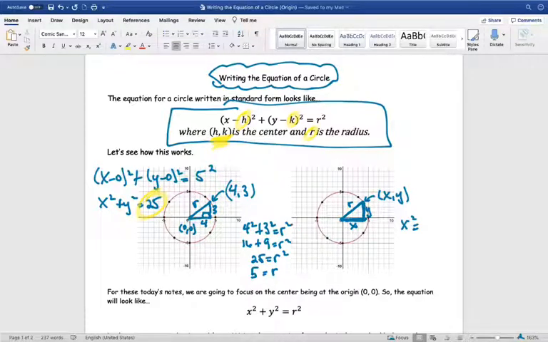X squared plus y squared equals my radius squared. That's just using that same information inside of the Pythagorean theorem. And this is the equation that we're going to be using today, because our center is going to be at the origin, so this is the way it will end up looking every time. Okay, let's move this up.